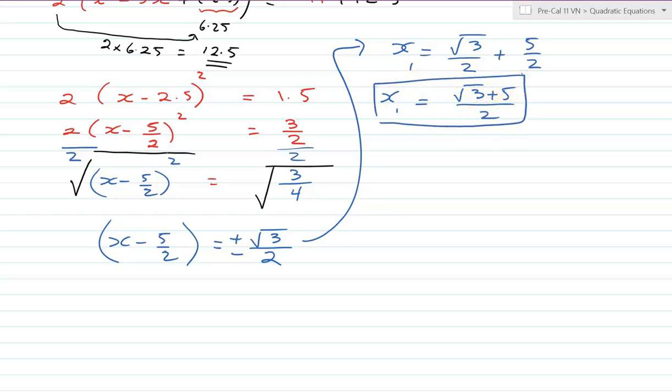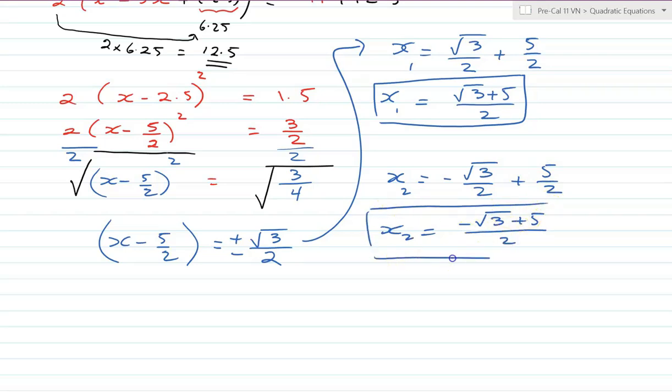We cannot add root 3 and 5. That's from the radical unit. You know how to do that. Okay, that's the first solution, the first root. The next one, we take the negative one, so that would be negative root 3 divided by 2, plus 5 over 2, and then we polish that. We get negative root 3 plus 5 divided by 2, and that would be our second solution.